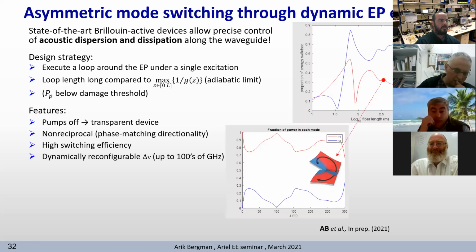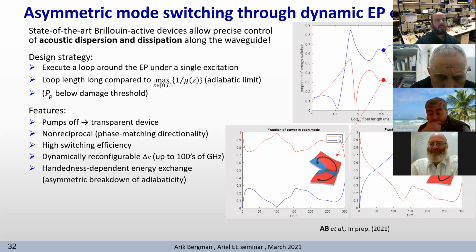Here you see the simulation results. As we predicted, the eigenmodes swap for the clockwise control loop. However, something we did not anticipate in the beginning is that the energy exchange is handedness dependent due to the asymmetric breakdown of adiabaticity, meaning that the eigenmodes will remain unchanged for the counterclockwise control loop. Such behavior was already reported in the literature in other platforms as well.